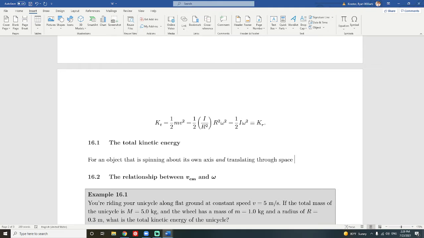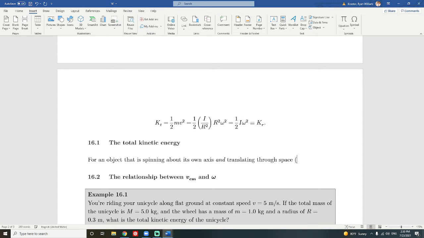And remember, when we say translating, I think this idea of spinning is probably pretty clear to everybody, but when we say translating, it's like, at one instant its center of mass might be at one xy position, and then later its center of mass is at a different xy position, and that's all we mean by translating.